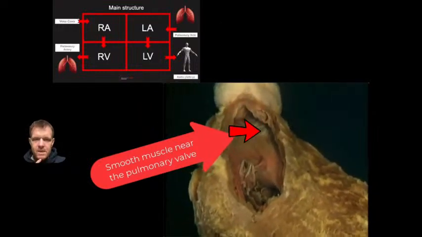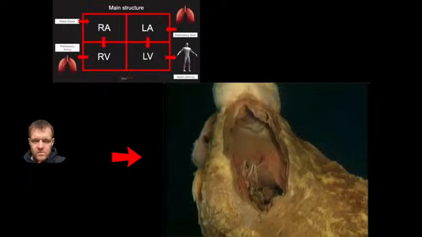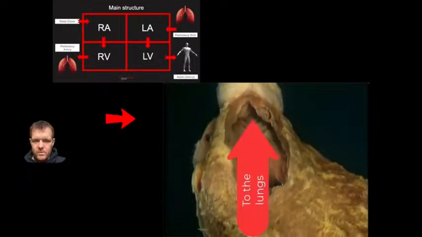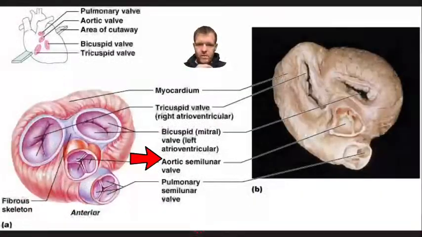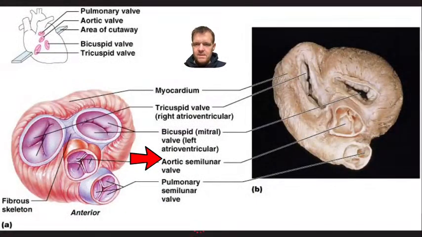So an infundibulum is a funnel. So we've got this funnel coming towards the pulmonary artery, and then that goes to the lungs. So the blood gets squeezed from that right ventricle up through the pulmonary artery, and then through the pulmonary semilunar valve, and then towards the lungs.